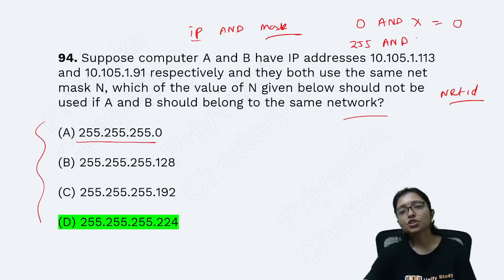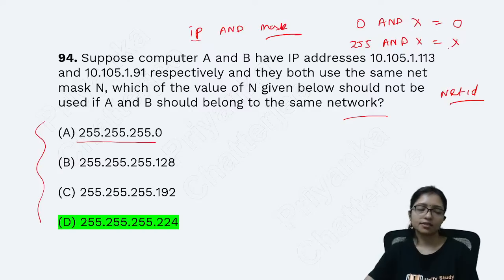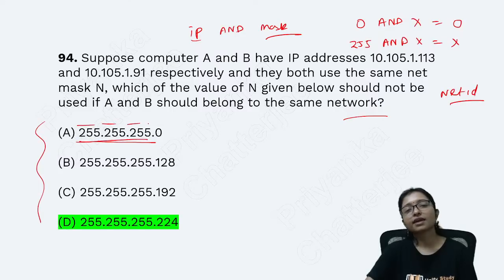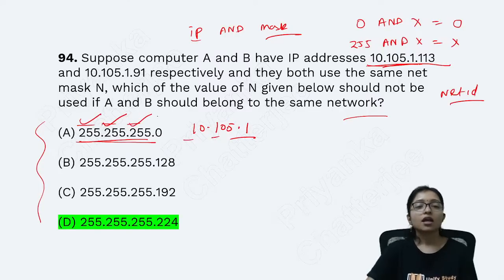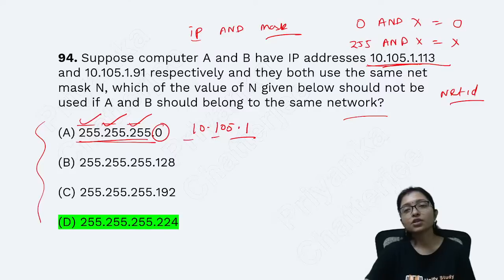255 AND with X will always be X. That's why whenever you see 255, 255, 255 and do an AND operation with it, the same thing will come for this one, that is 10.105.1. The first 3 will be the same because this is 255, this is 255, this is 255. The last one will be 0, because 0 with anything will be 0. That's why for both I will get the net ID as this one only.